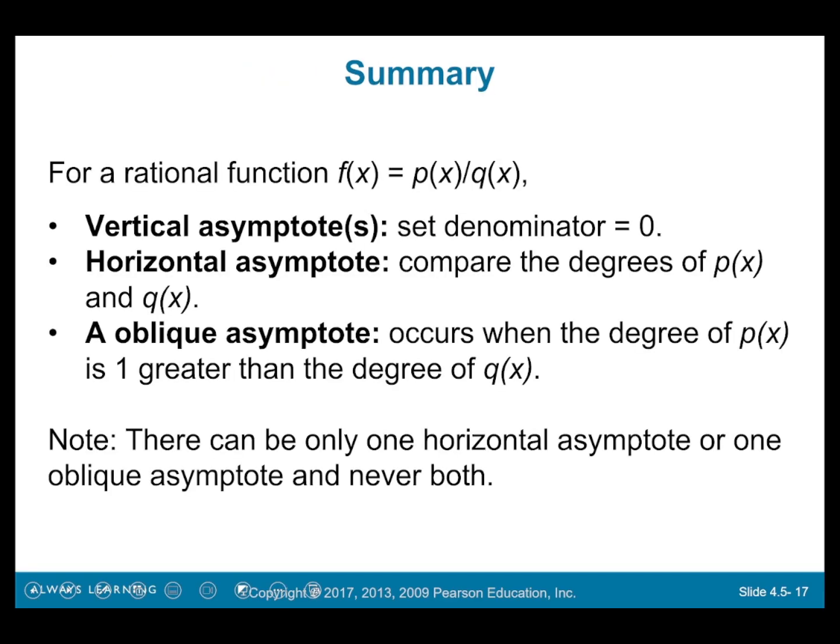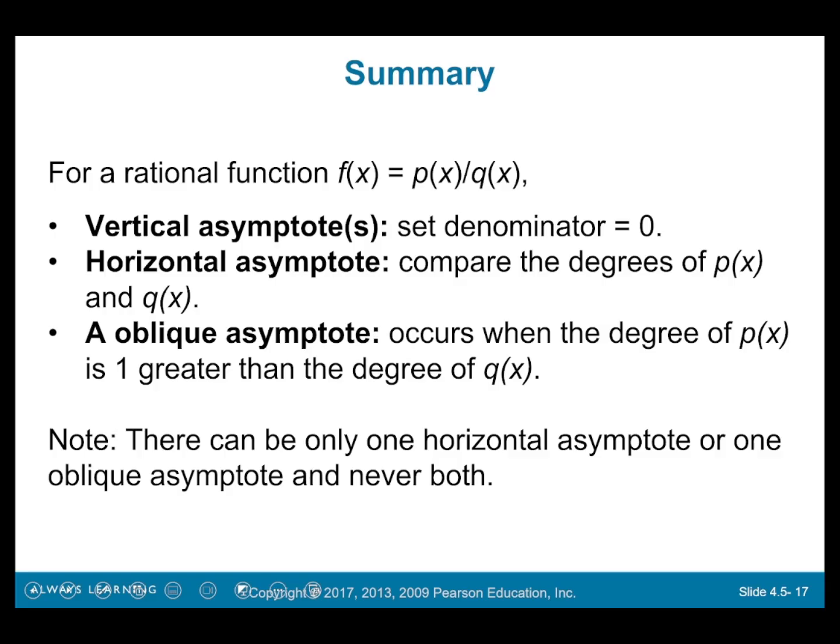So in summary, for a rational function p of x over q of x, we can have a vertical asymptote where the denominator is set to 0. We can have a horizontal asymptote where we're comparing the degrees of our p and our q. Or we can have an oblique asymptote, which occurs when the degree of p of x is just one more than the degree of q of x. We do our long division, cancel out the remainder part, and the result is our oblique asymptote.